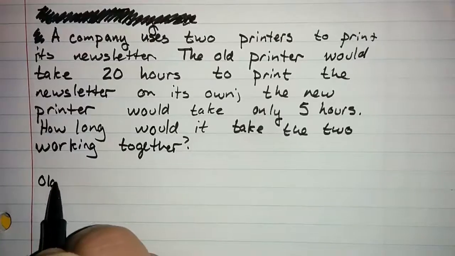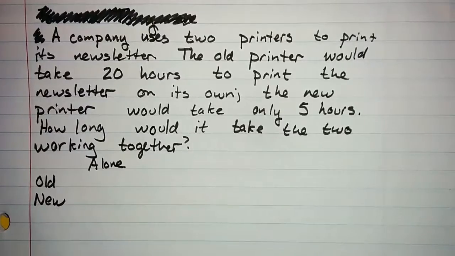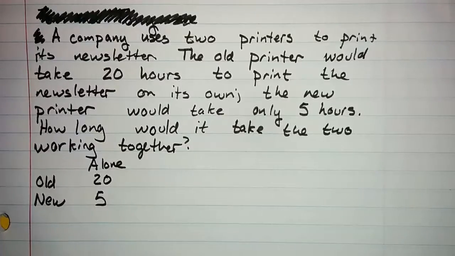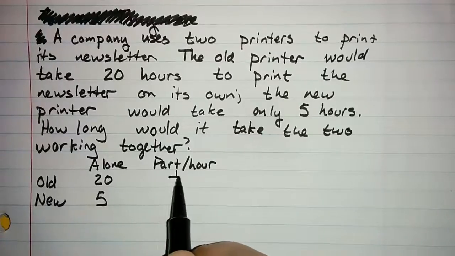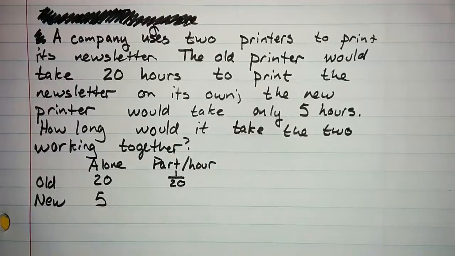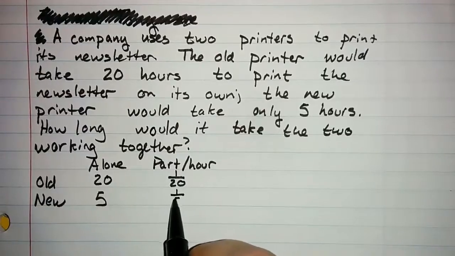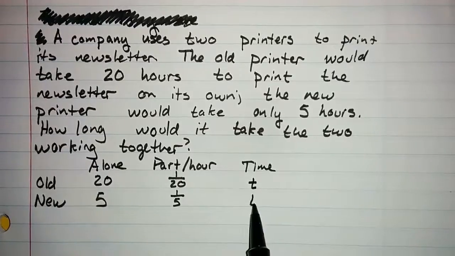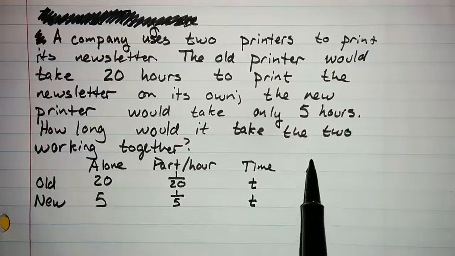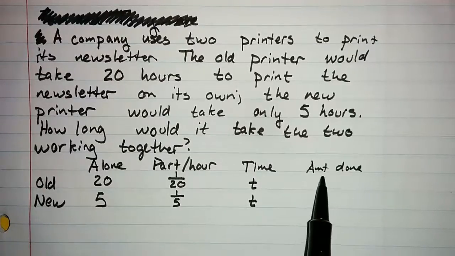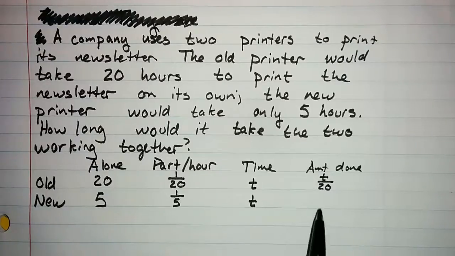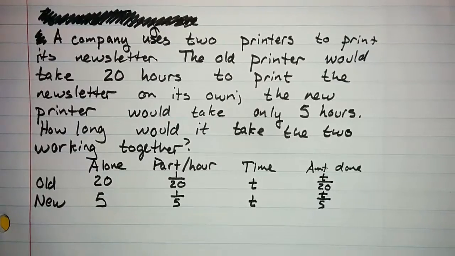So we have the old printer and the new printer. Alone, the old printer would take 20 hours, while the new would take 5. So the old printer prints 1/20th of the newsletter in an hour, and the new printer prints 1/5. They are working together, so they each work for the same amount of time, which means in T hours, the old printer prints T/20ths of the newspaper, whereas the new printer prints T/5ths of the newsletter.